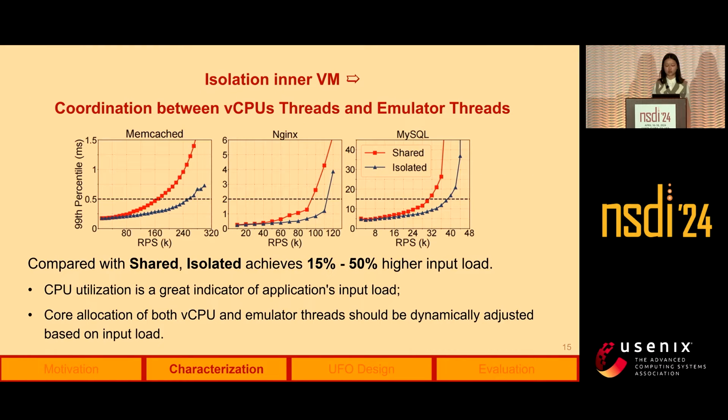Similarly, we record the tail latency of different RPS for LC applications. The result shows that, compared with shared, isolated achieves up to 50% higher RPS under the same pCPU count. The observations suggest that, first, CPU utilization of either vCPU or emulator threads is a great indicator of the application's input load. And second, co-allocation of both vCPU and emulator threads should be dynamically adjusted based on input load. Therefore, we have achieved coordination between vCPU threads and emulator threads through isolation in a VM.